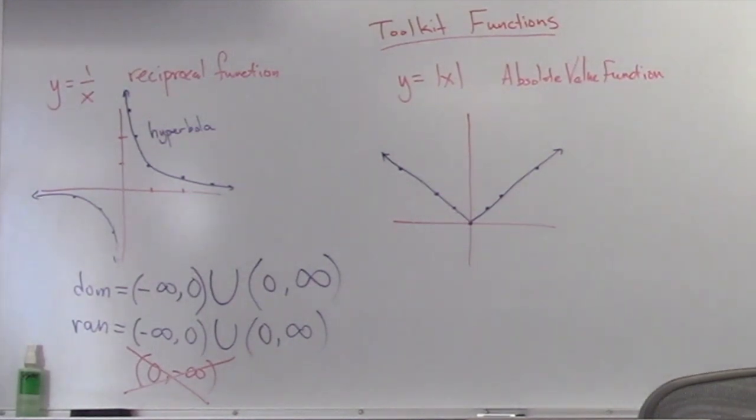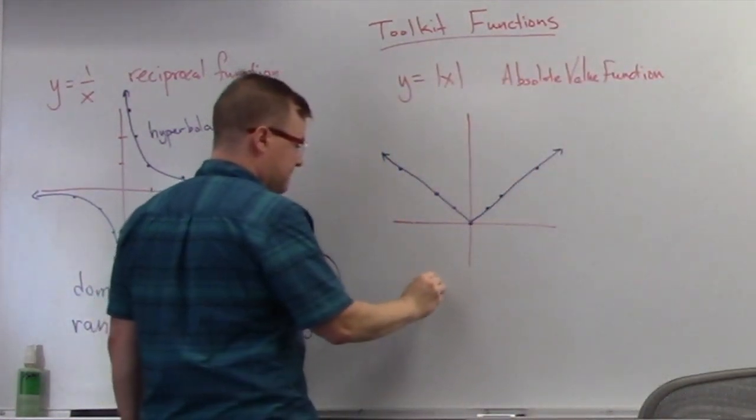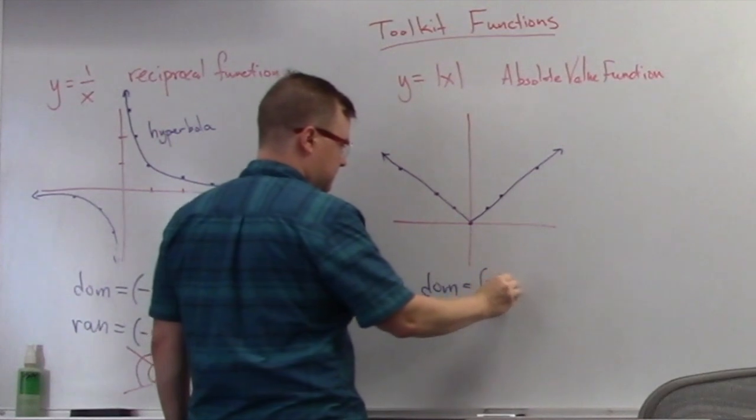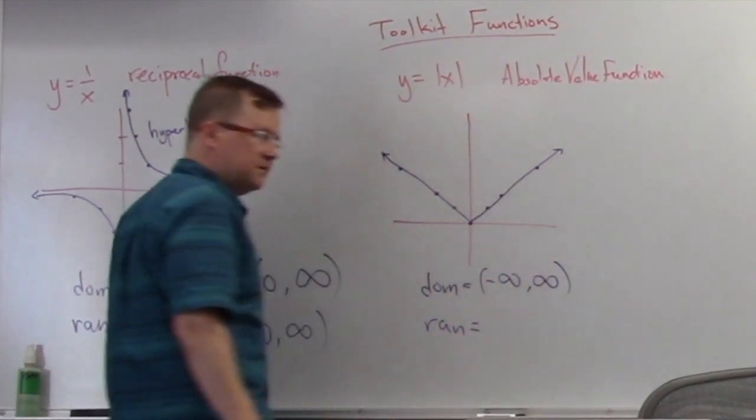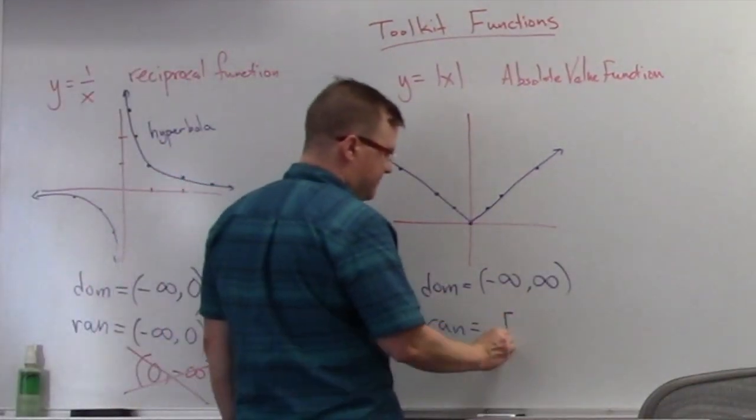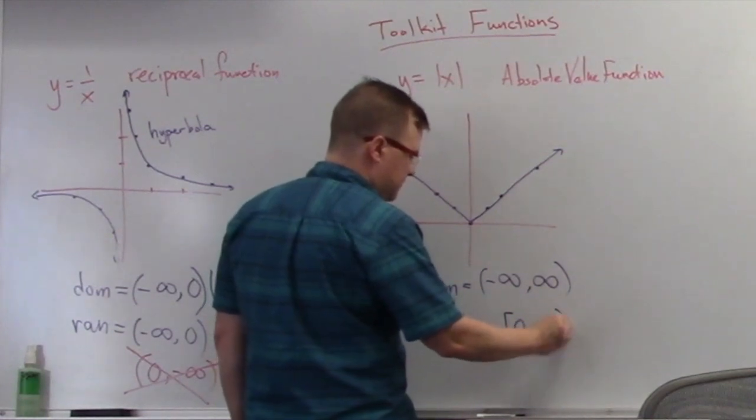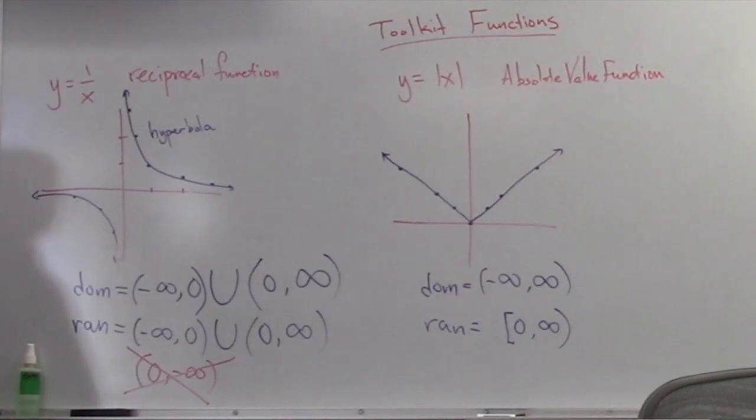What would the domain and the range be? The domain would be all real numbers. And the range? Bracket 0 to infinity. Yeah. What comes next? Your square root.